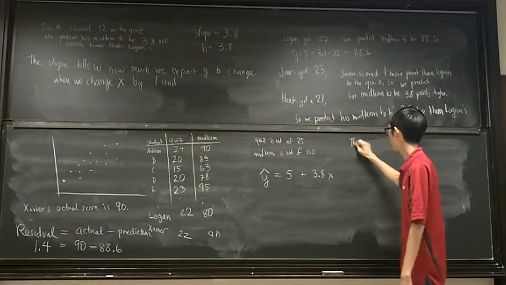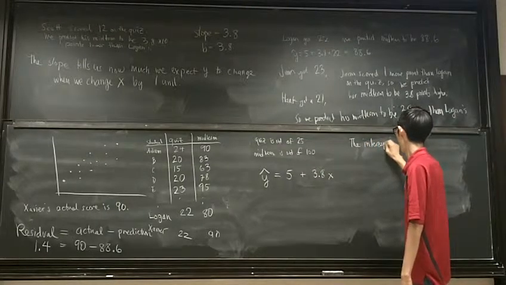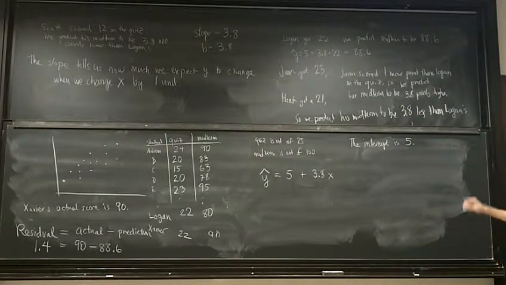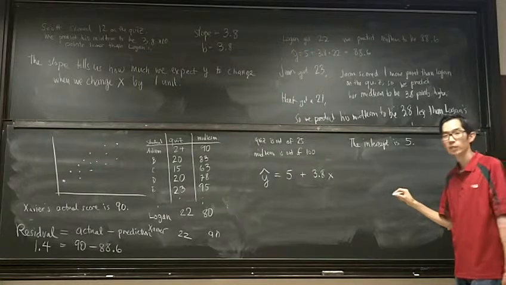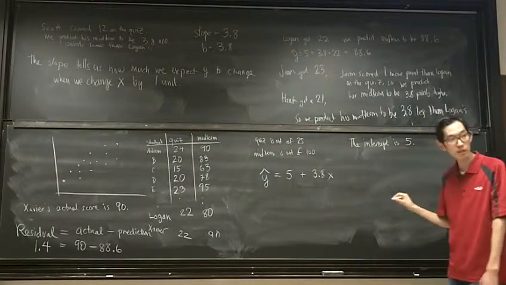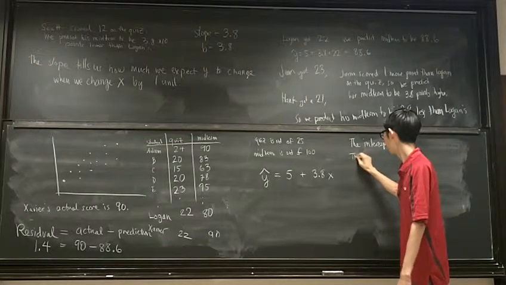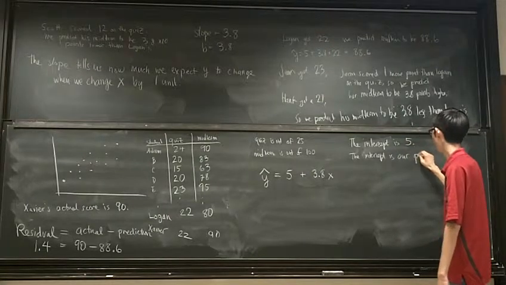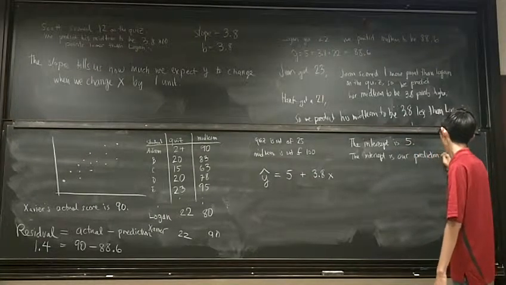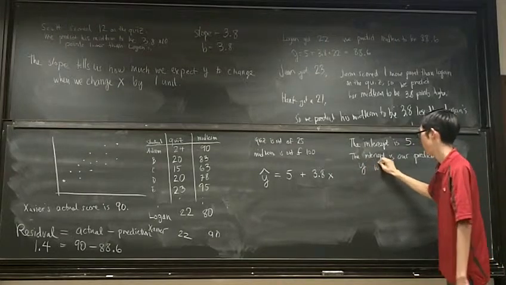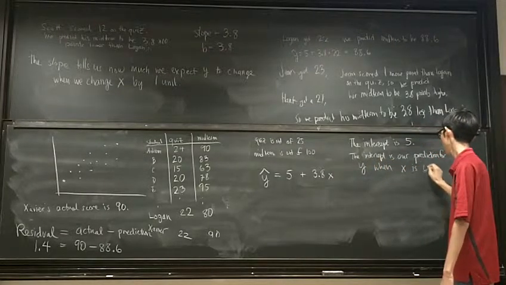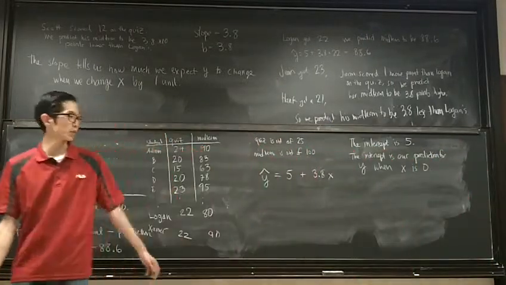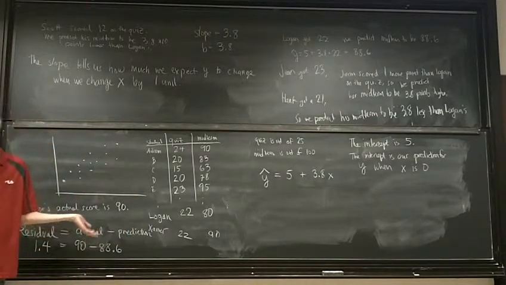The intercept is 5. The intercept is our prediction for y if x is what? 0. The intercept is our prediction for y when x is 0. So if a student scored 0 on the quiz, what do we predict their midterm to be? We would predict 5.